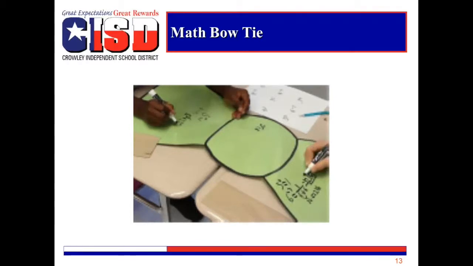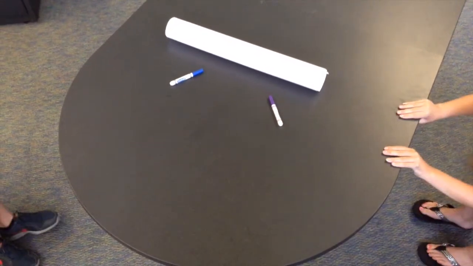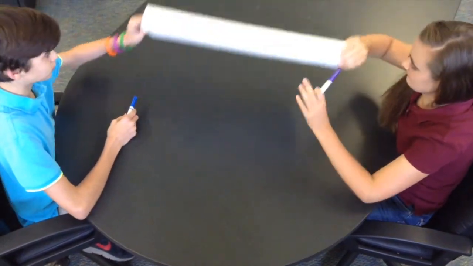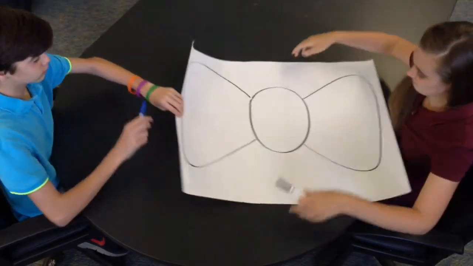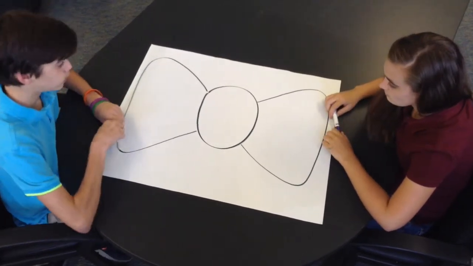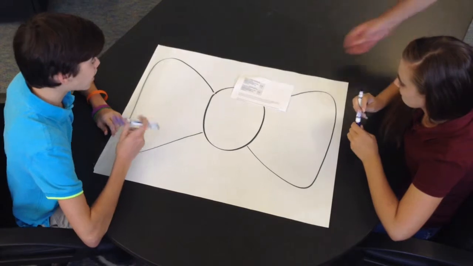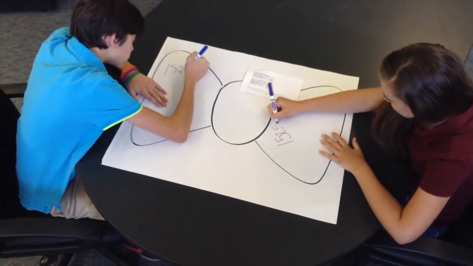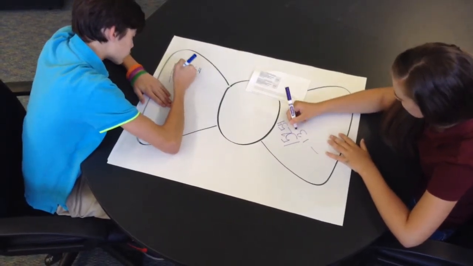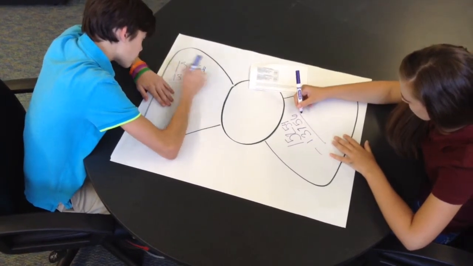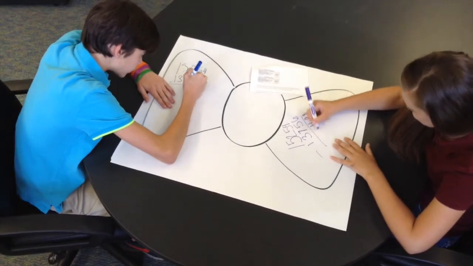Here is an example of students demonstrating the bow tie method. Working in pairs, students situate their desks so that they are facing each other. On chart paper, each pair draws the outline of a bow tie. Teachers can also prepare this in advance and laminate it for future use. The teacher then assigns a word problem for the students to solve. Each student will first work alone on his or her side of the bow tie.